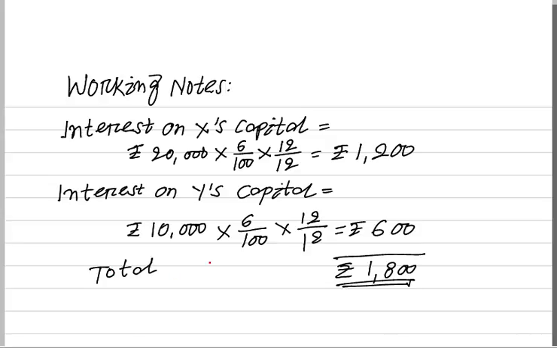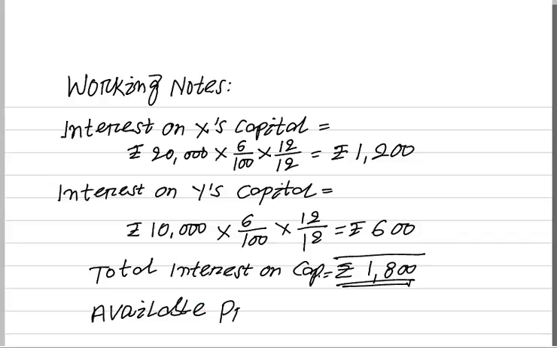Total interest on capital of both X and Y. Available profit for distribution is equal to rupees 1500. You see there is a loss.